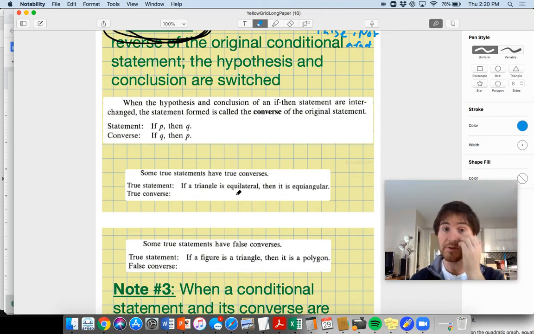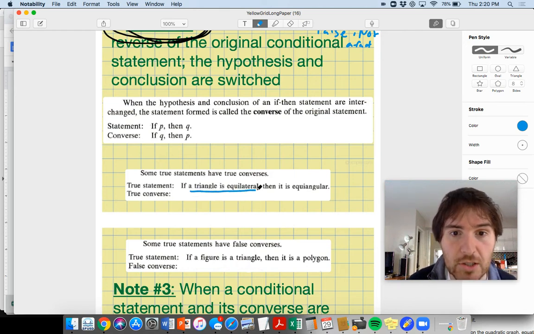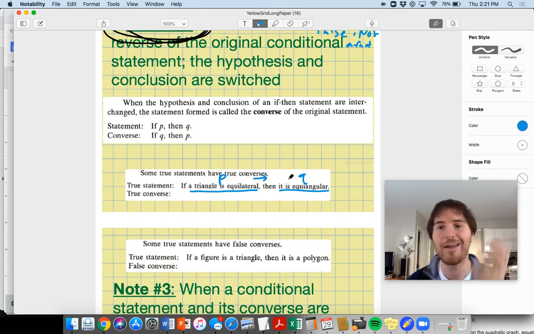Write the darn converse. Do it here. Well, how do you write a converse? Well, this is our original hypothesis, so this is our P. And then after the then part, this is our Q. If P, then Q.